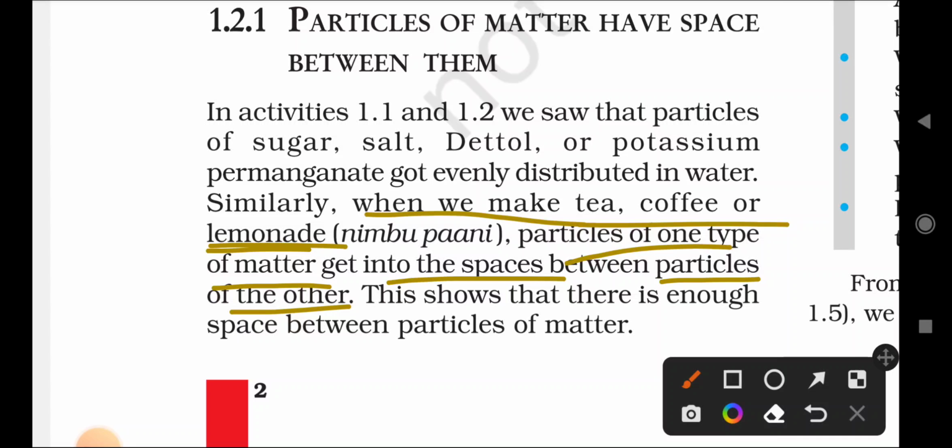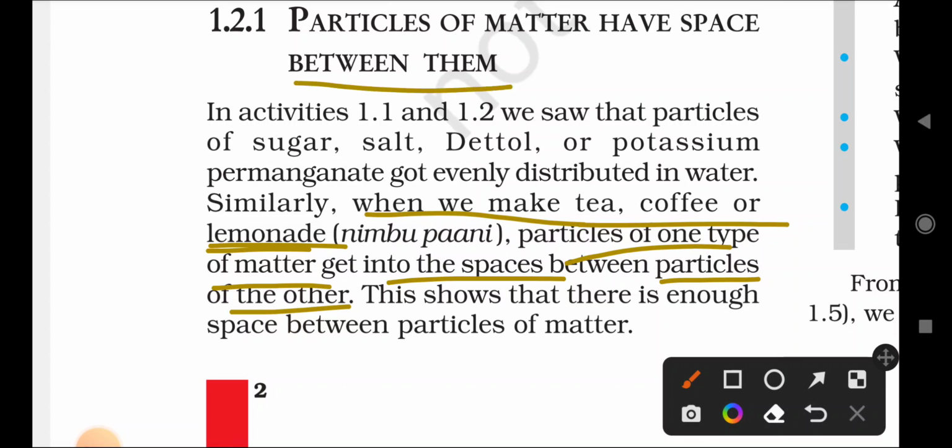When we add lemon to water, they mix completely. We cannot separate the lemon and water. Again, when we make tea, we cannot separate the water and milk, and we cannot separate the coffee either. Because they have space between them, they mix entirely with each other. So that is called having space between them.